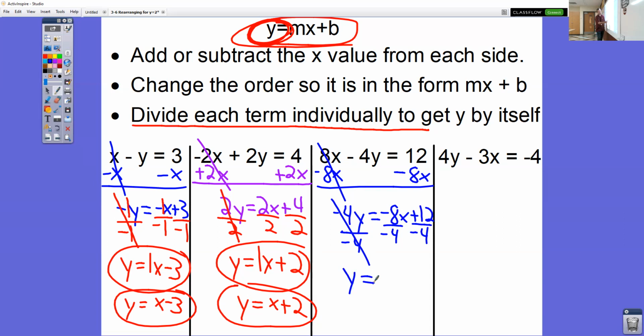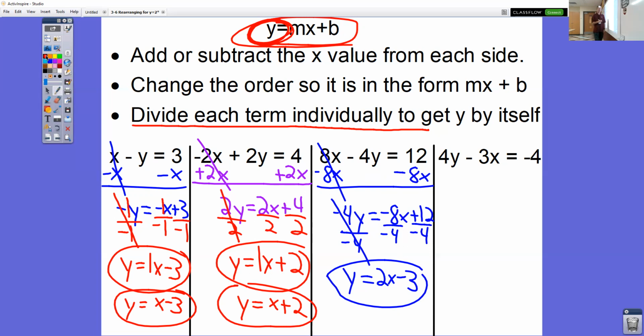Those negative 4's cancel out. Negative 8 divided by negative 4 is a 2x. 12 divided by negative 4 is a negative 3. So we have y equals 2x minus 3.